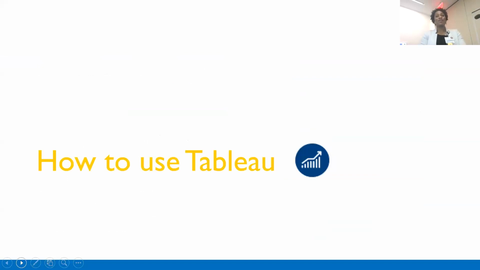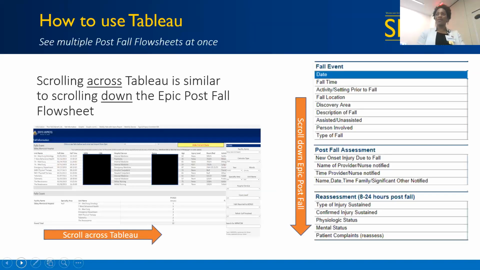All right, so how to use Tableau. I'll walk you through step by step on how to use that. So once you access Tableau from the link that I shared prior, so just so you know here, navigating Tableau, scrolling across Tableau is similar to scrolling down Epic. So as you see, you'll see the different rows for your post-fall flow sheet there. Those are going to be across on Epic, so you can have multiple patients on the same screen. So now that we know that, we can move on to the next slide.